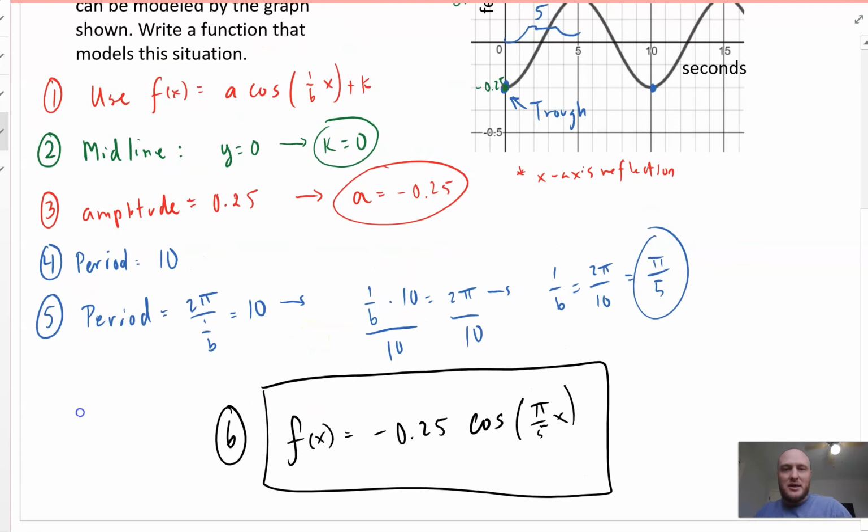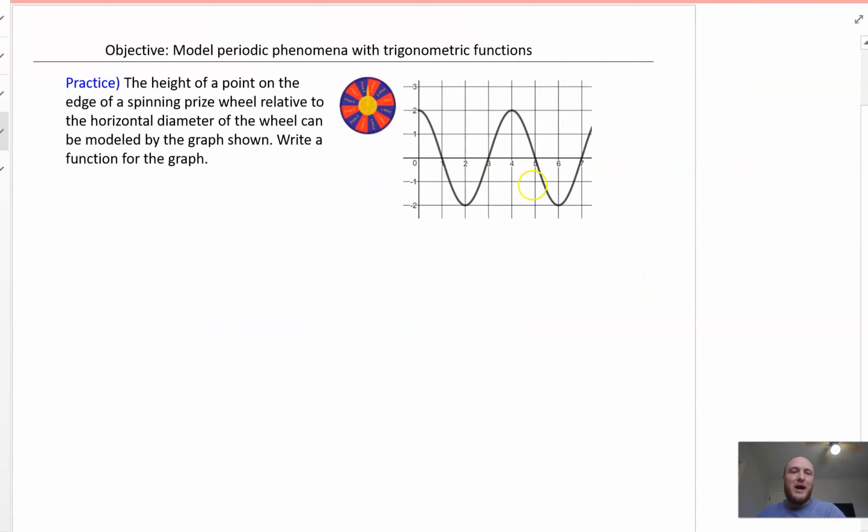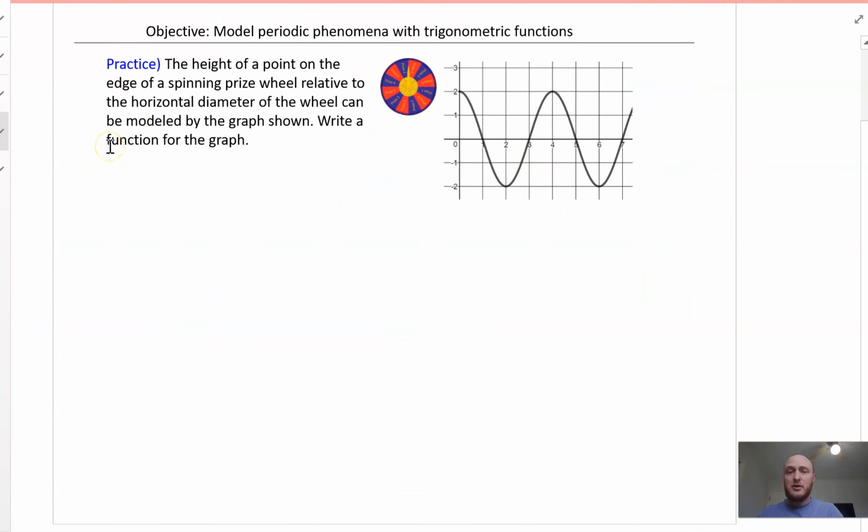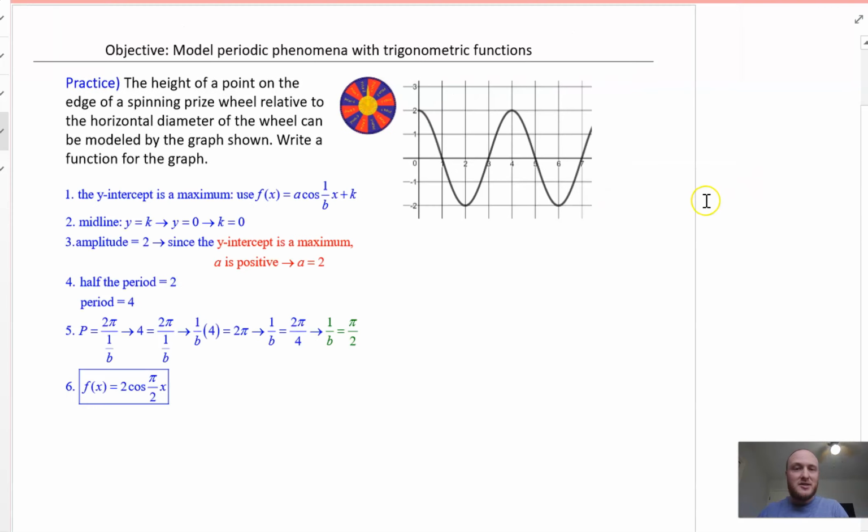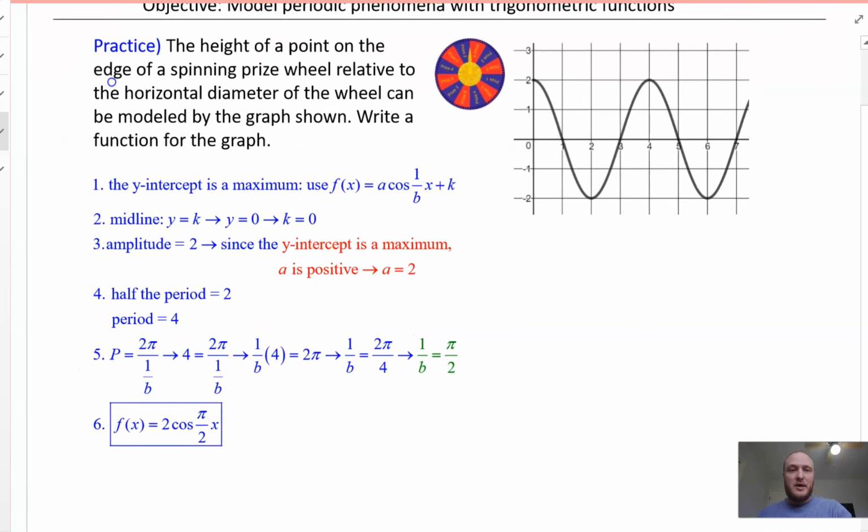All right, so pretty straightforward. It's nice they gave us a graph, and those are very straightforward, simple problems. Okay, here is a practice problem. Please go ahead, pause the video. I want you to try this one on your own. All right, hopefully you tried it. Hopefully you used the steps 1 through 6 to break it down. Here is the solution for this one.